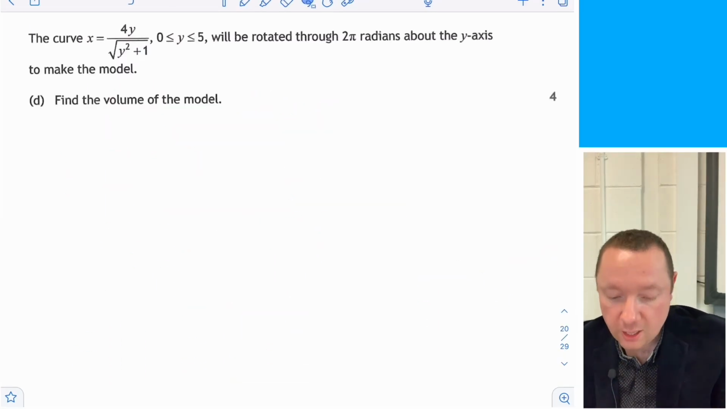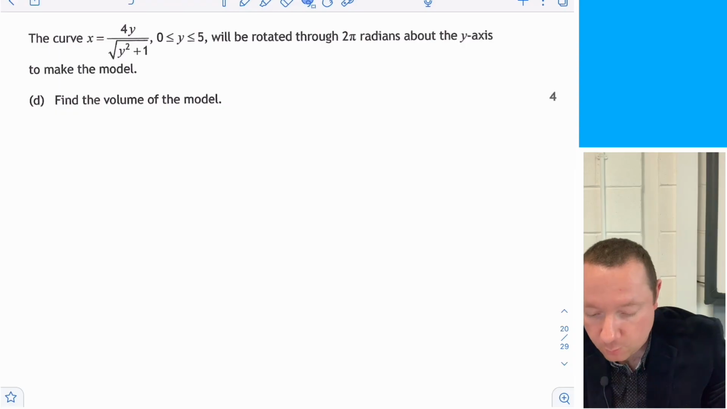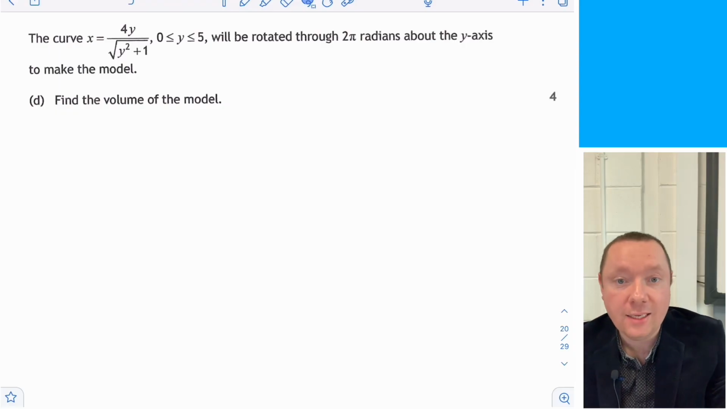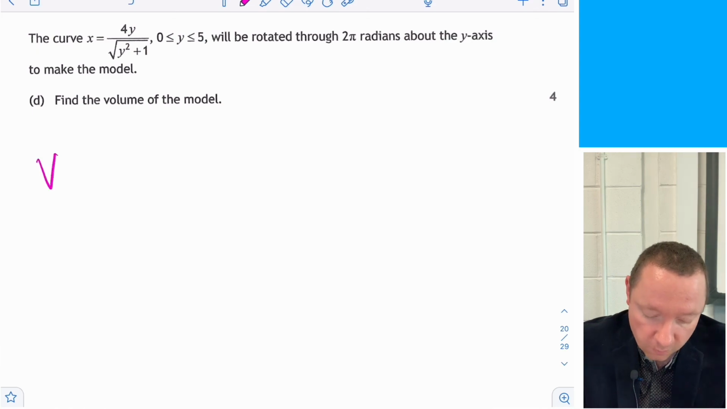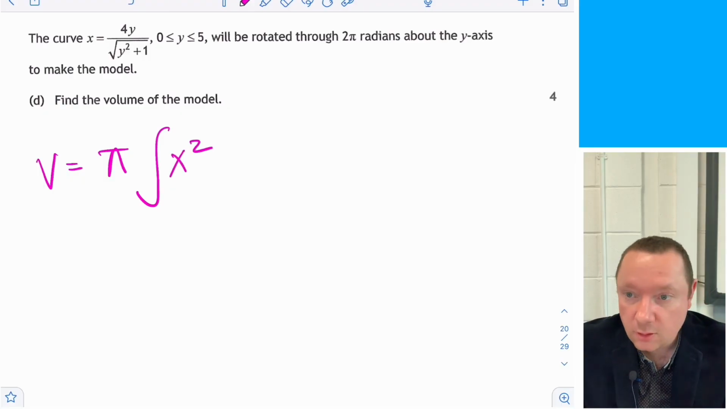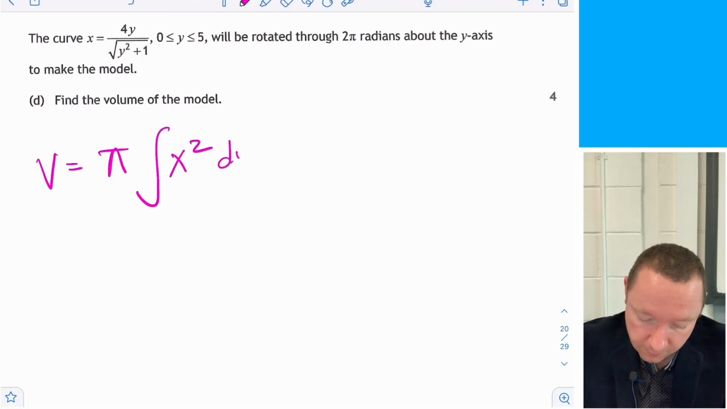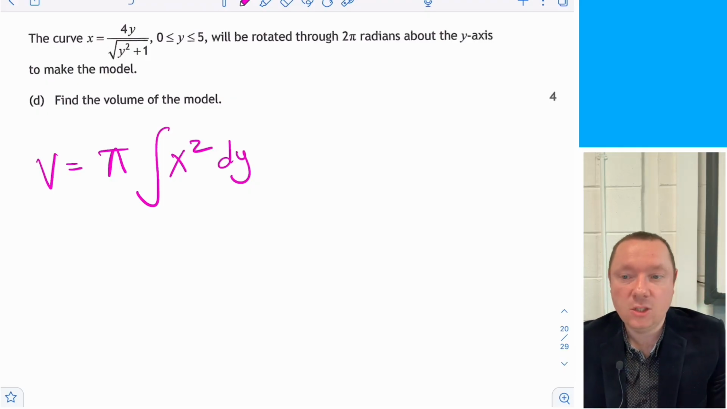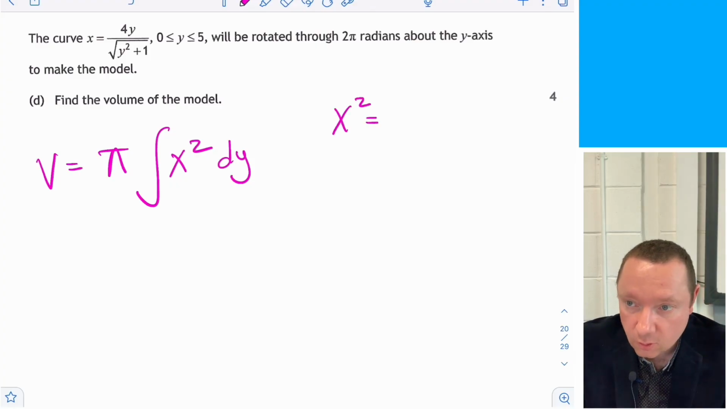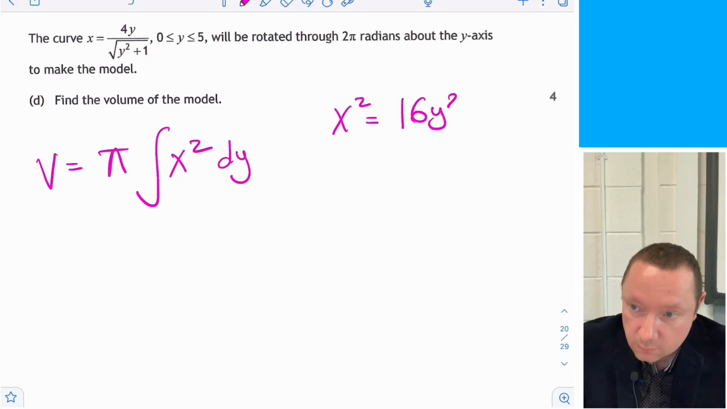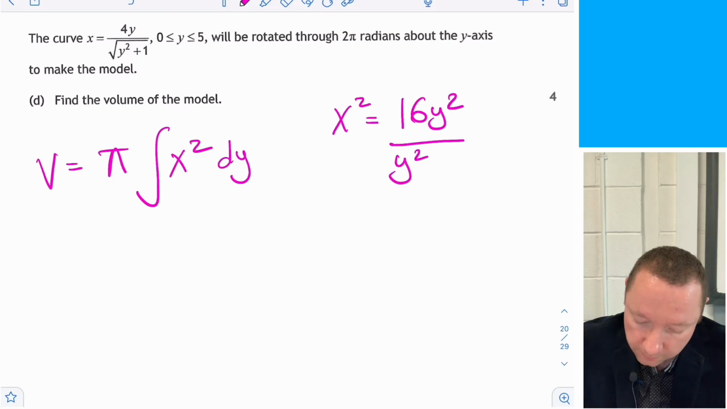So the curve x equals 4y over the square root of y squared plus 1 between 0 and 5 will be rotated through 2 pi radians about the y-axis to make the model. Find the volume of the model. Just a reminder, this is testing if you know that the volume equals pi times the integral of x squared dy. So let's work out our x squared. x squared just equals 4y squared, which is 16y squared over y squared plus 1.